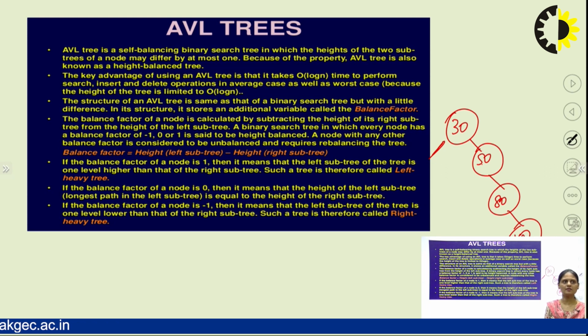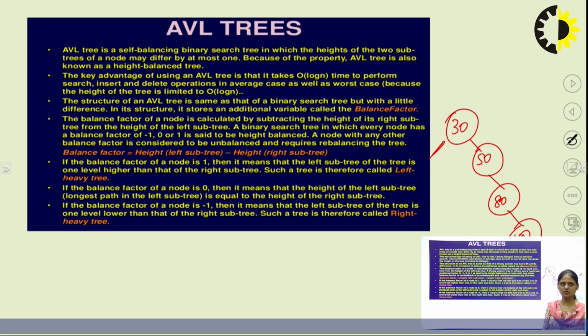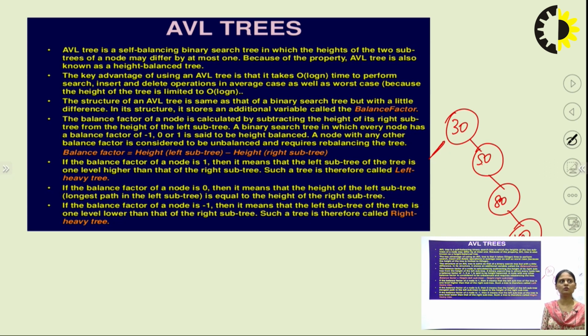It is a self-balancing binary search tree in which the heights of the two subtrees may differ by at most one. So the property of an AVL tree is that the left subtree and the right subtree should differ by one height, a single height only. Over here, the left height is 0, and the right height is 4. So the difference is 4. So it is not permissible in the case of AVL.